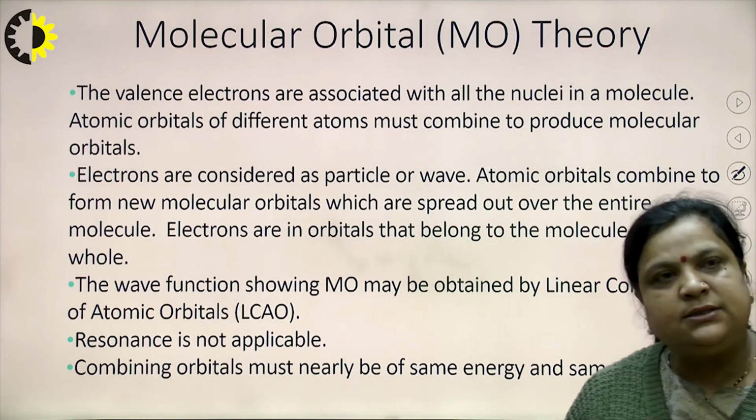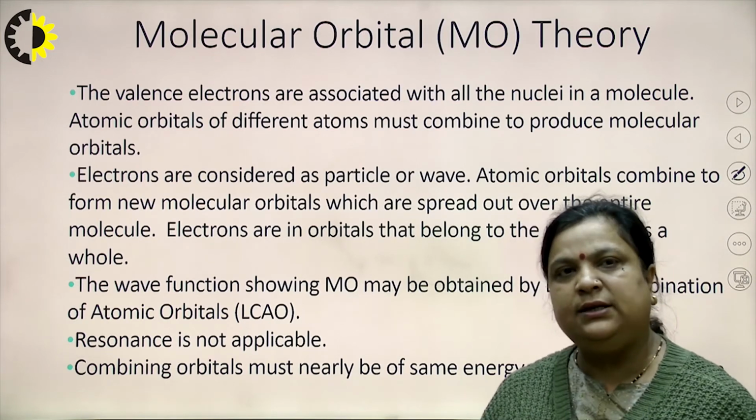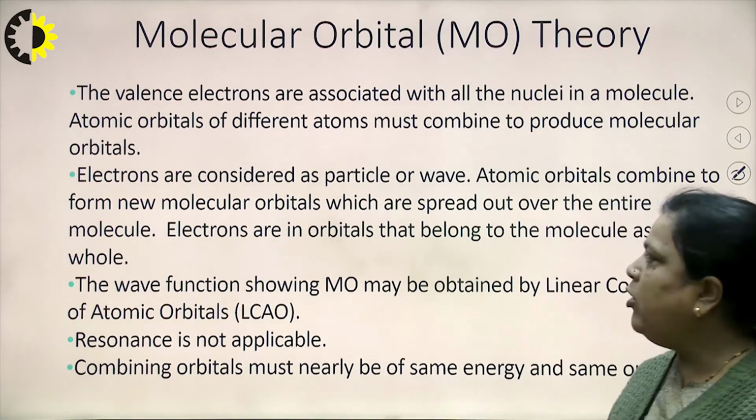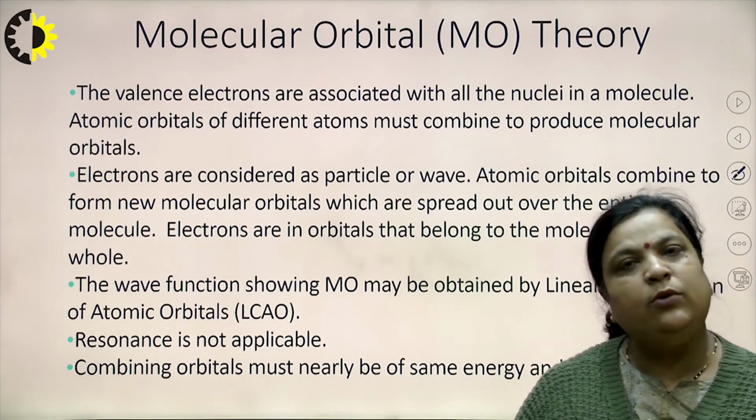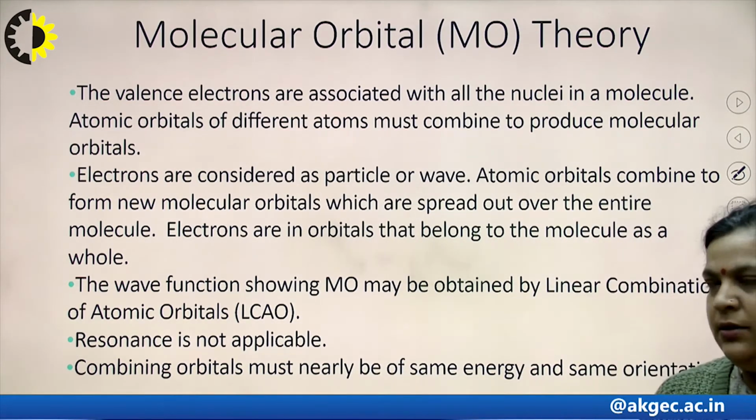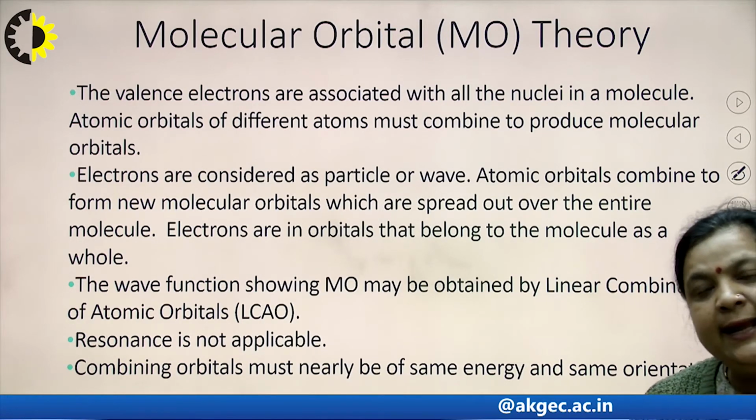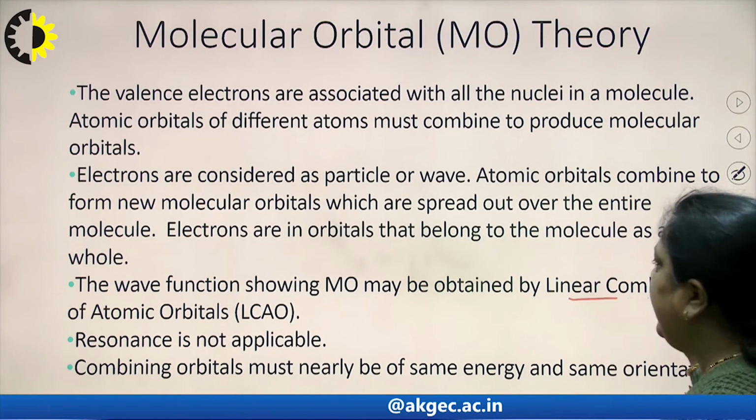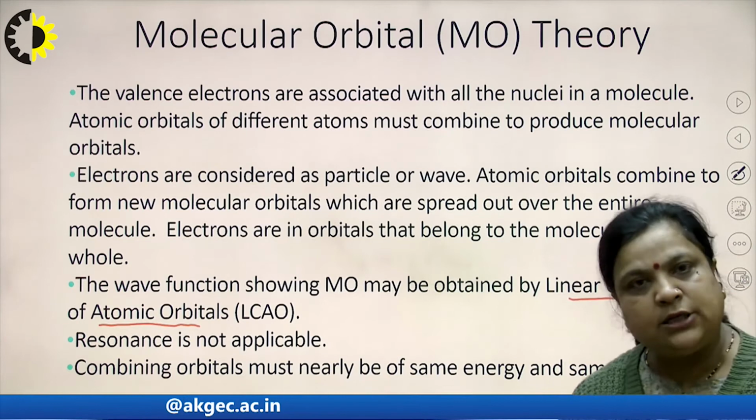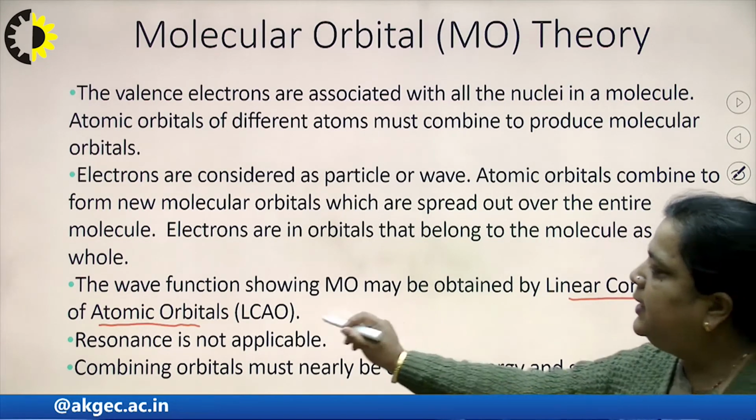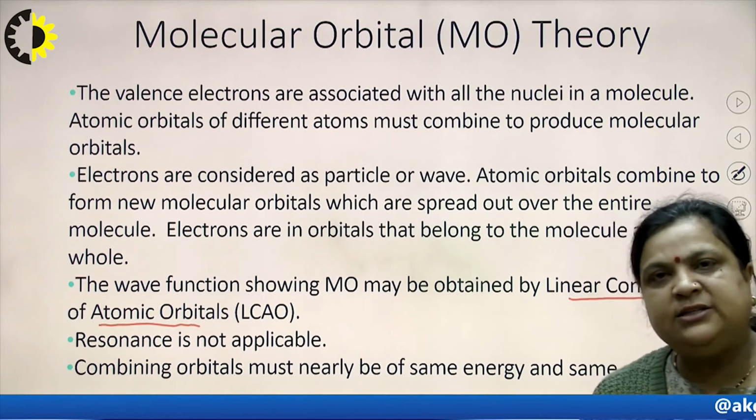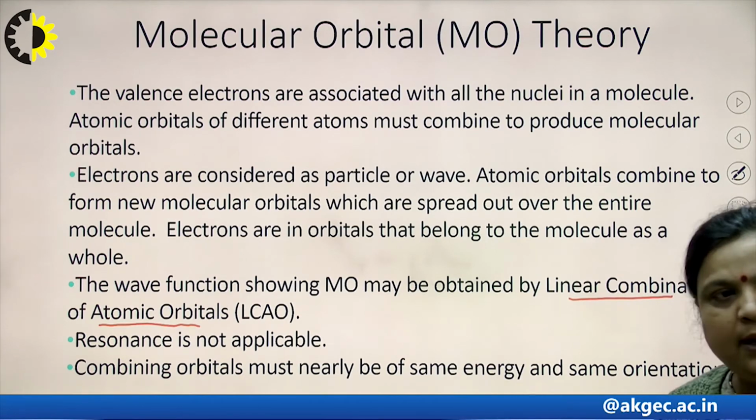So, atomic orbitals combine to form new molecular orbitals which are spread out over the entire molecule, and electrons are in orbitals that belong to the molecule as a whole. Now, the third point: the wave functions showing the molecular orbitals get combined as per LCAO. LCAO is the method for combination of atomic orbitals, and the name is linear combination of atomic orbitals. Next point, there is no role of resonance, so it is not applicable.